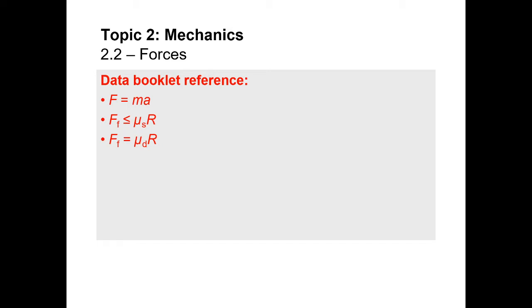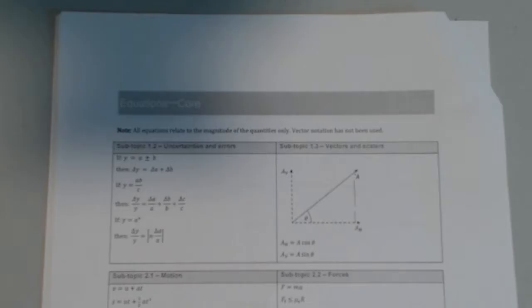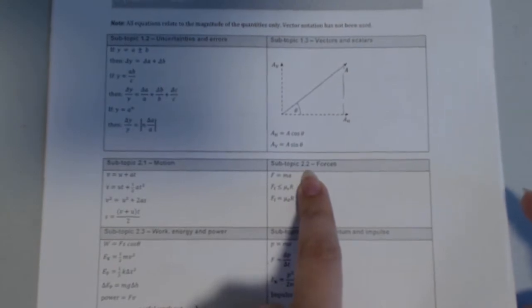This is the slide that I always like to begin on because it has the data booklet reference and it tells us where in the data booklet we can find the formulas and which formulas they are. So if you can grab your data booklets, if you haven't done so already, just pause the video and take it. So we want to go to the page with core equations, and right now we're in box 2.2.